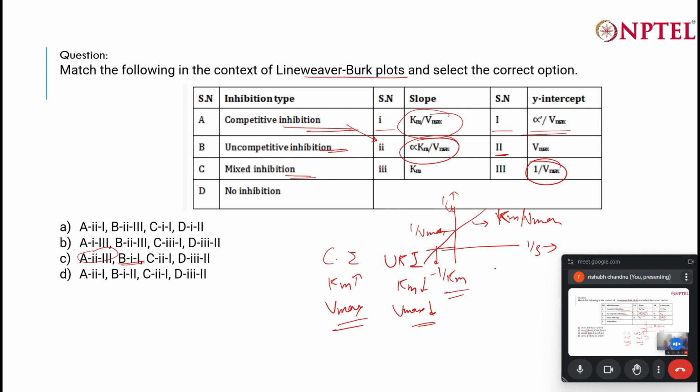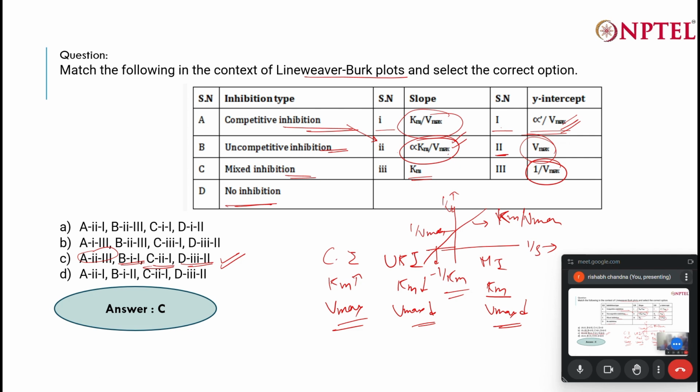Then in case of a mixed inhibition, the Km remains the same but Vmax is reduced. Okay, so if Km is remaining the same and Vmax is reduced, that means this would be the slope, and Vmax is reduced, so this would be the intercept. Okay, so in case of C, it will be second and then 1. Then for no inhibition, it will be Km for the slope and Vmax for the y-intercept. Okay, so the correct answer is option number C.